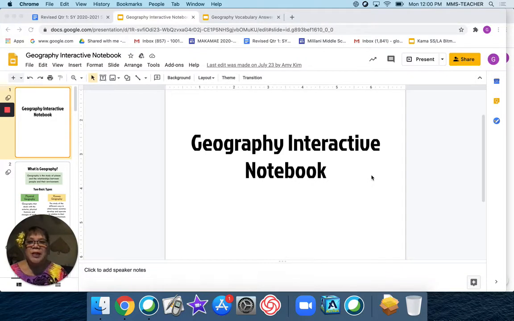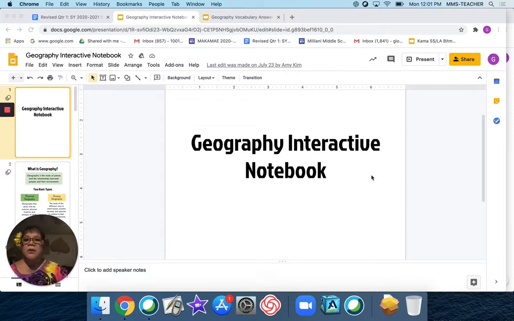Aloha everyone. Today we are going to go over what is geography and our geography vocabulary. Now, you are being sent a geography interactive notebook. And with this notebook, we're going to be going over some of the features in it that's going to help you to write the correct answers in your interactive social studies book.